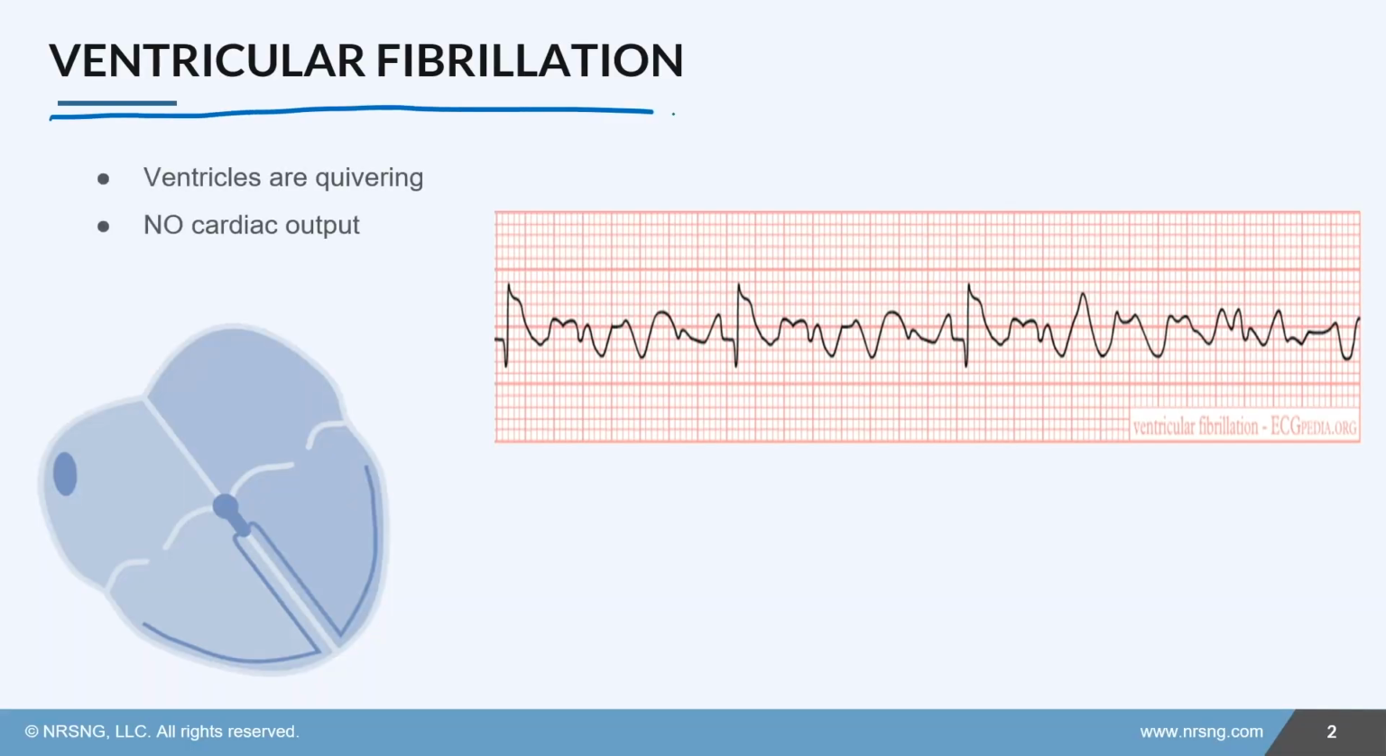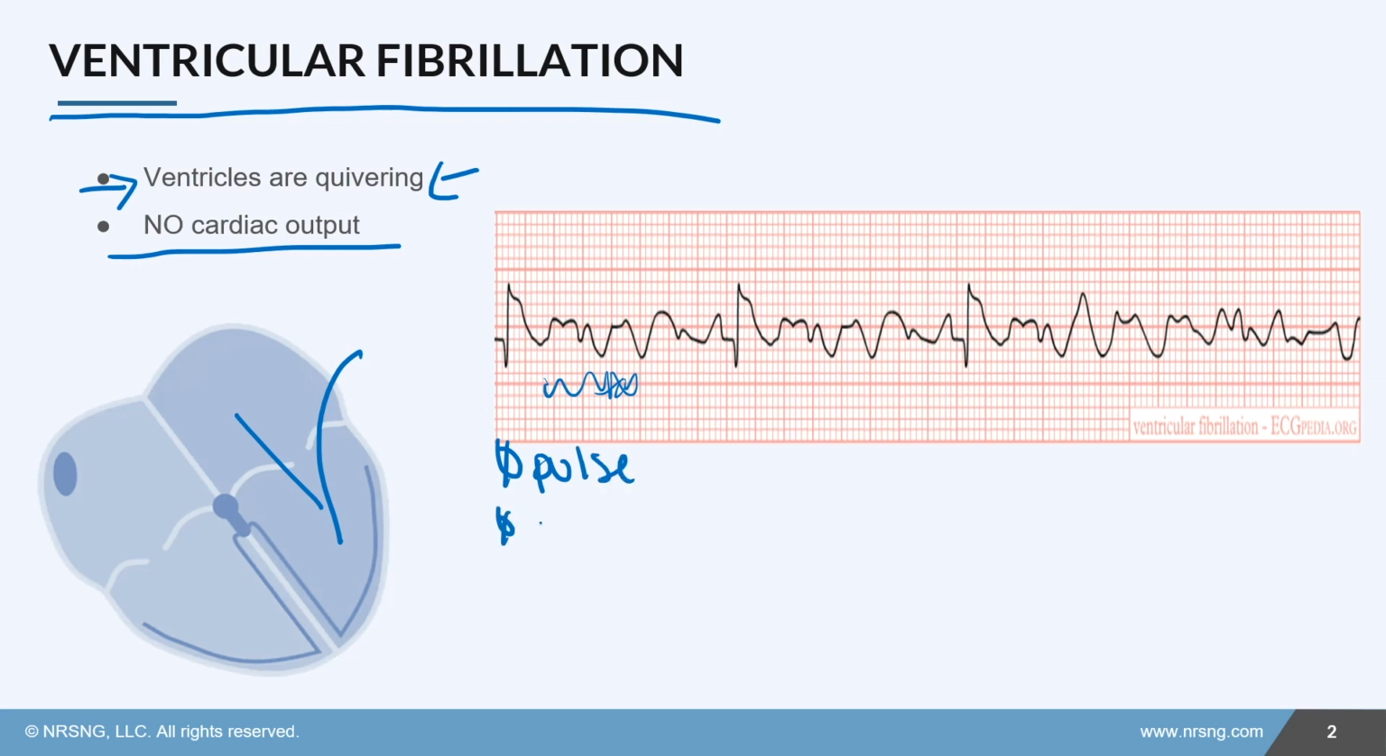So in ventricular fibrillation, the ventricles are just quivering. There is absolutely no cardiac output. The ventricles are just sitting there, just doing this. No blood is going in and no blood is going out. So there's no pulse. There is no output. They are basically dead. We have got to do something about it, and we have got to start CPR immediately.